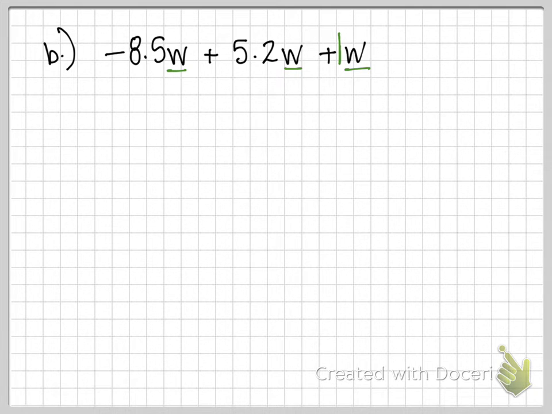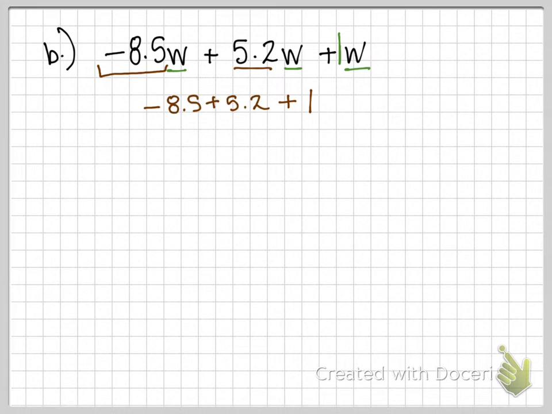All right, so we have 3 like terms. What are we going to do with these like terms? Charlie? Simplify, meaning what do we do with the coefficients? Yes, we're going to combine all the coefficients. Negative 8.5 plus 5.2 plus 1, right? That 1 in front of the w.